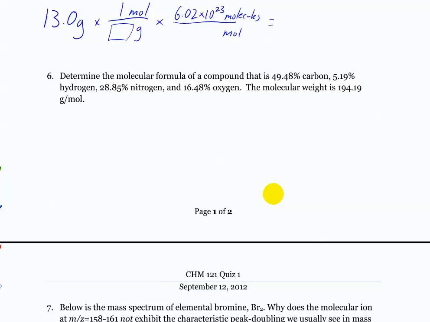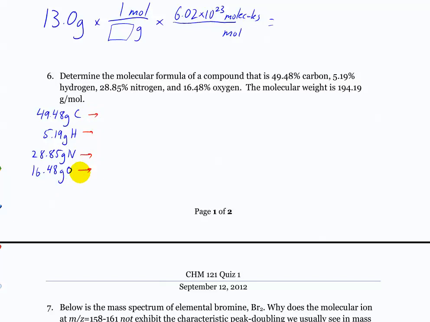All right, so let's do this. Same way we were doing them in the practice ones in class on Monday. You change everything to grams, so 49.48 grams carbon, 5.19 grams hydrogen, 28.85 grams nitrogen, 16.48 grams oxygen. And then what do you do? You convert it all to moles, right? So convert to moles.